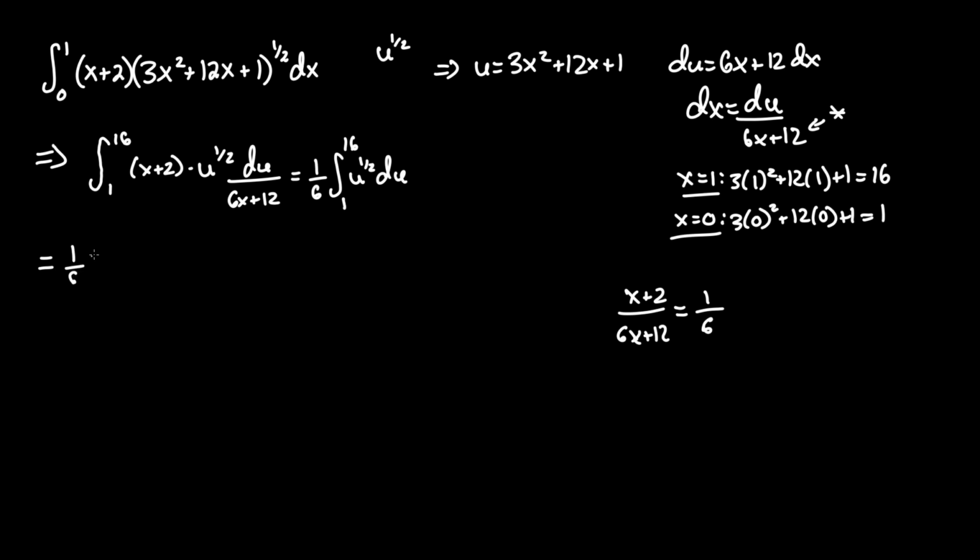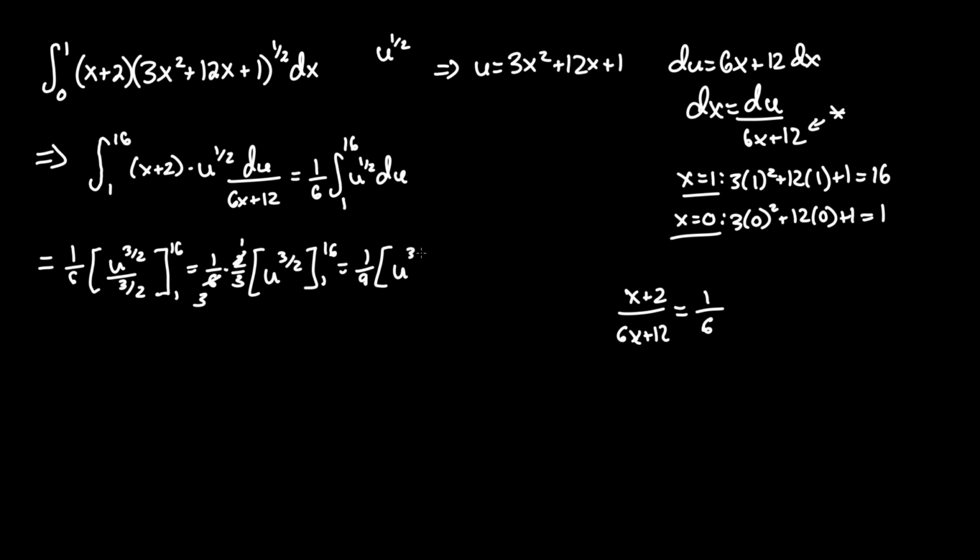That equals 1/6 times u to the 3/2 over 3/2, since you just add 1 to the exponent and denominator. And you have to also throw in the boundaries. So let's also move the 3/2 out in front, which becomes 2/3 since it's the inverse. So 1/6 times 2/3, u to the 3/2 from 1 to 16. And you can simplify that. That turns to 1 and 3 over here. So it's just 1/9 u to the 3/2 from 1 to 16.